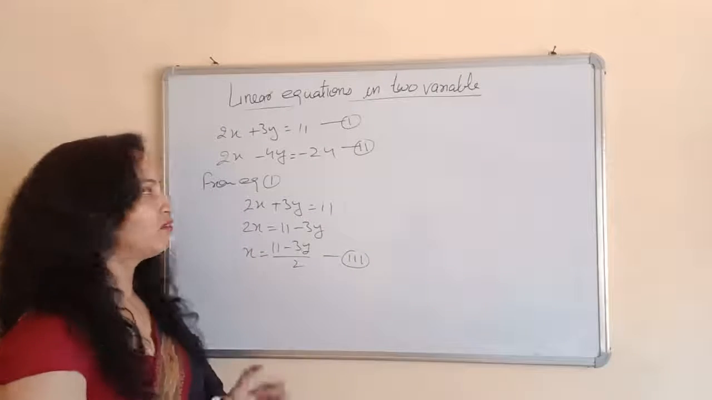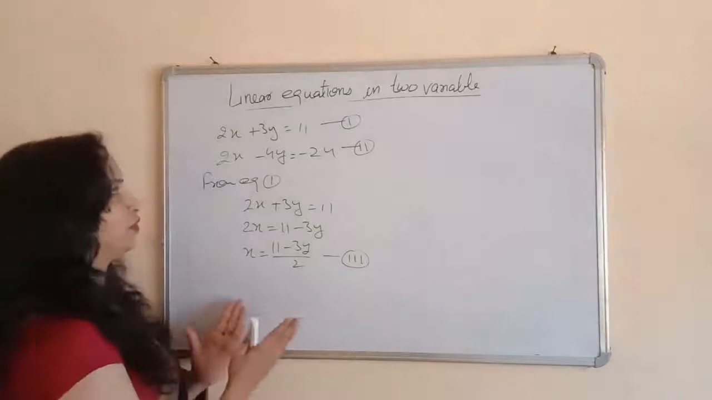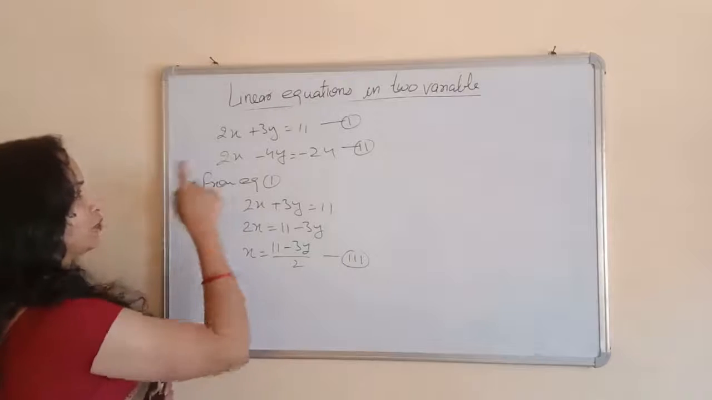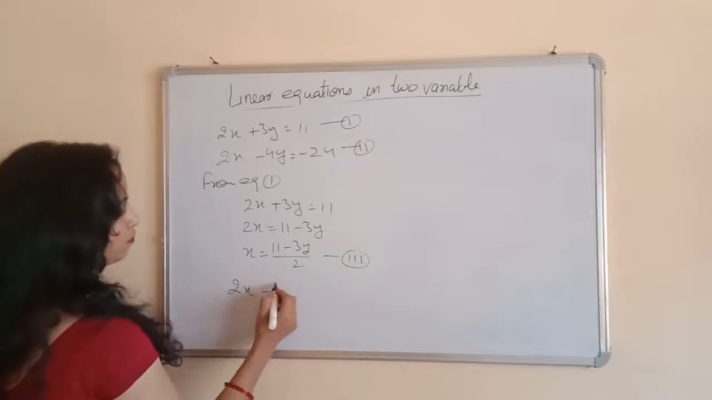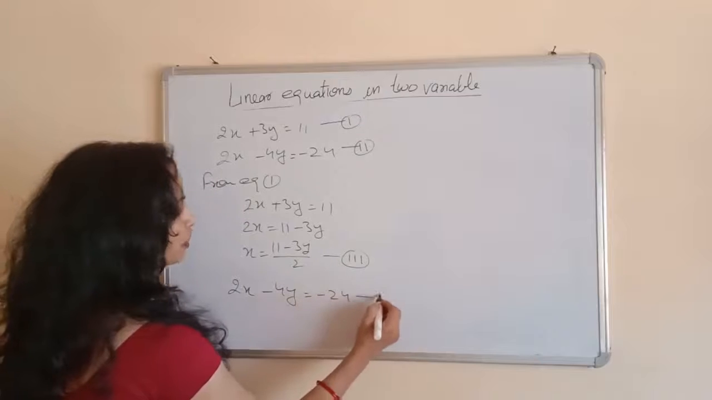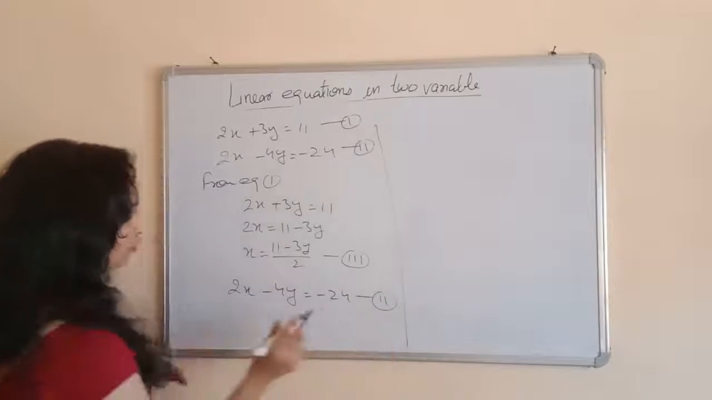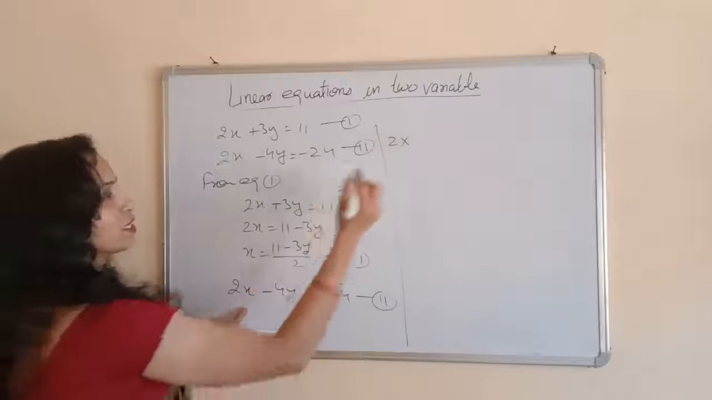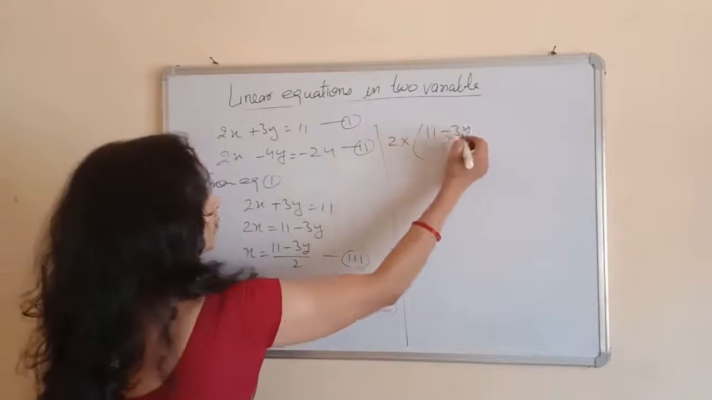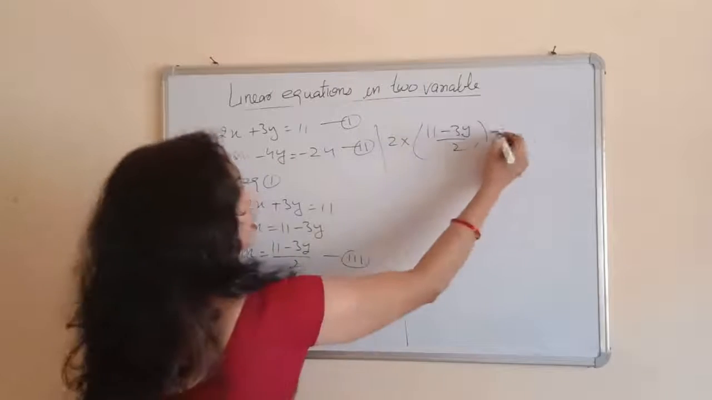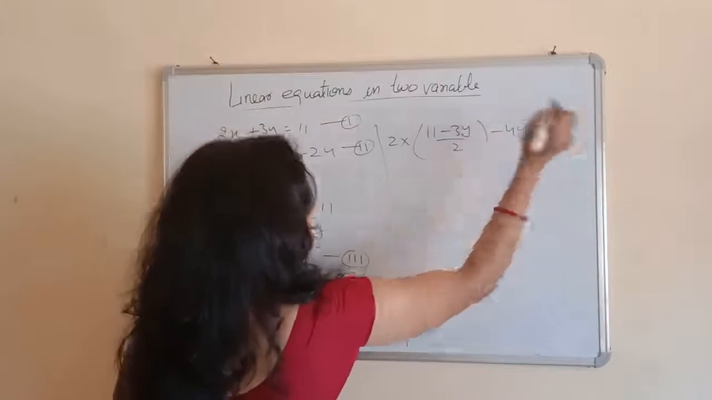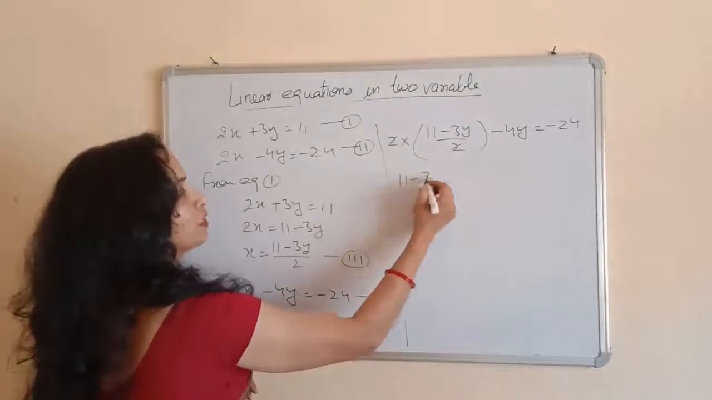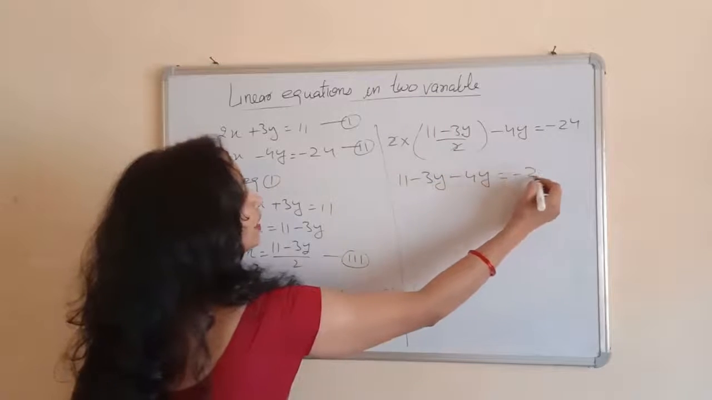So first, what we have to do? We will find out one of the variables. So this is the value of x. Now we will put this value of x in equation second, 2x minus 4y is equal to minus 24. This is equation second. Now I am going to put the value of x in equation second. So in place of x we will write 11 minus 3y upon 2, minus 4y is equal to minus 24. Okay. And then 2 will cancel out with 2, and it will be 11 minus 3y minus 4y is equal to minus 24.